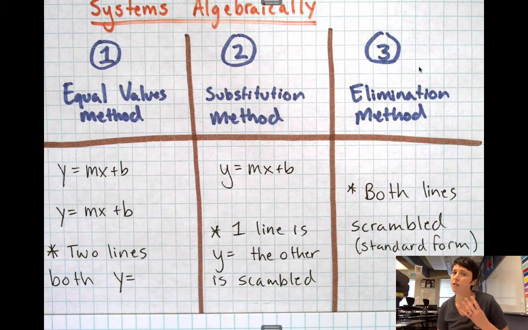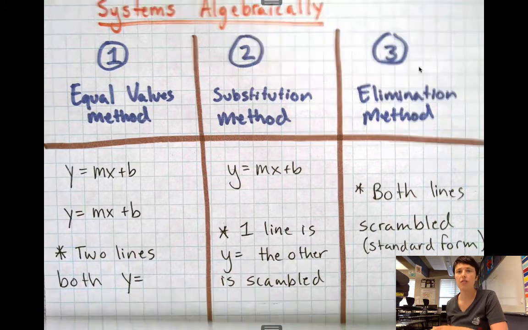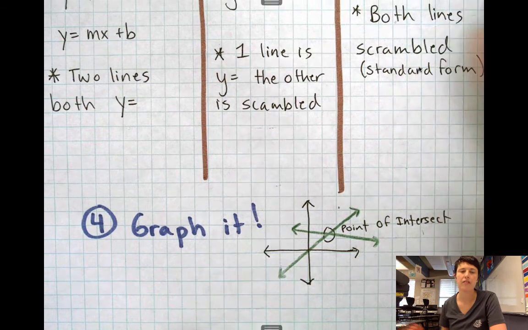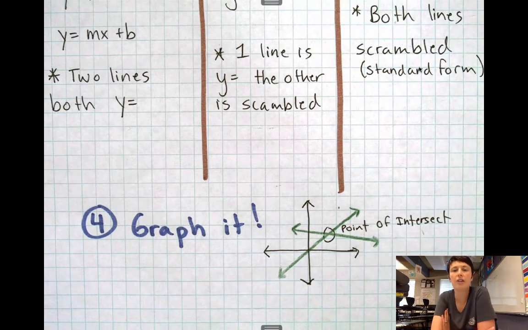And technically, there's a fourth way we could add to our list. There's actually four ways to solve a system, but the fourth way is a little bit different. The fourth way is to graph it. Of course, you can always solve it by graphing, and I'm going to add that to the bottom. Number 4, fourth strategy, graph it.